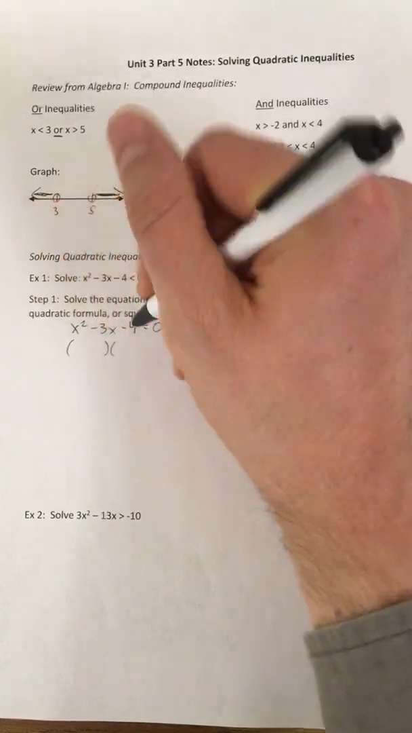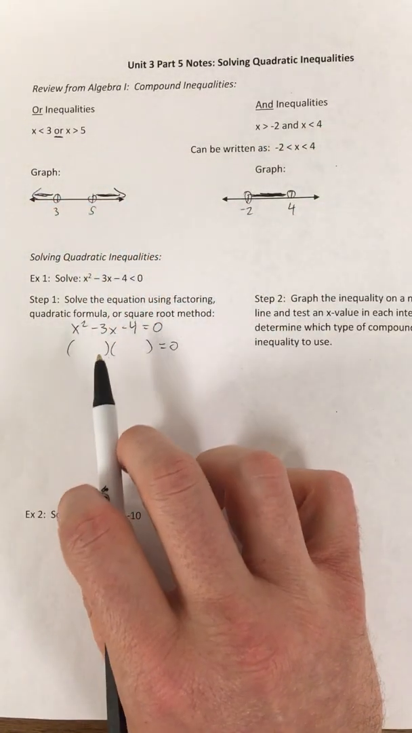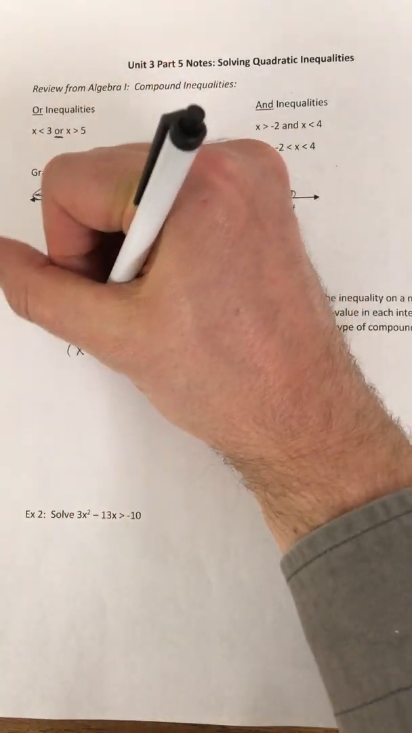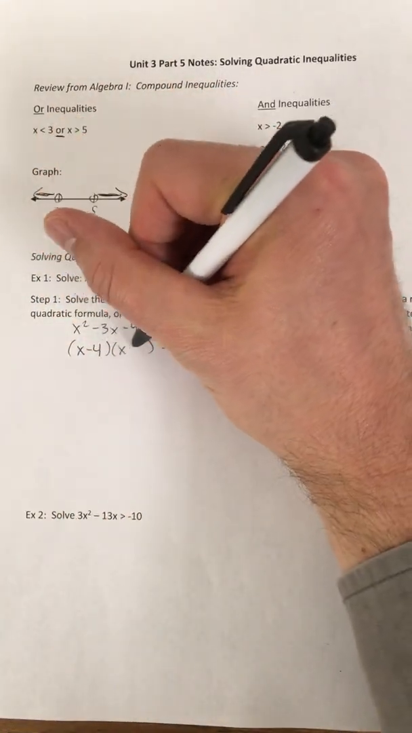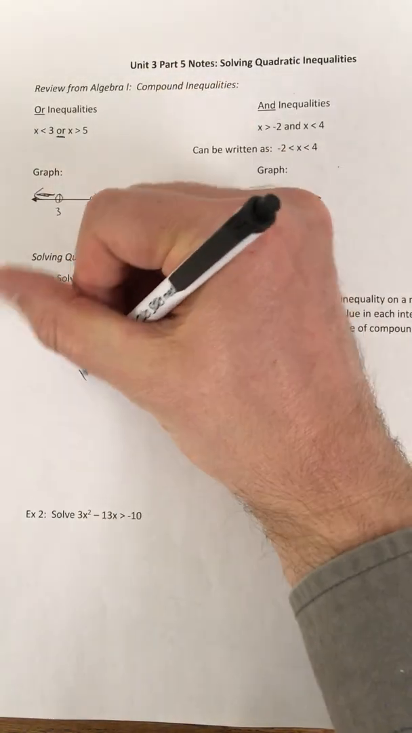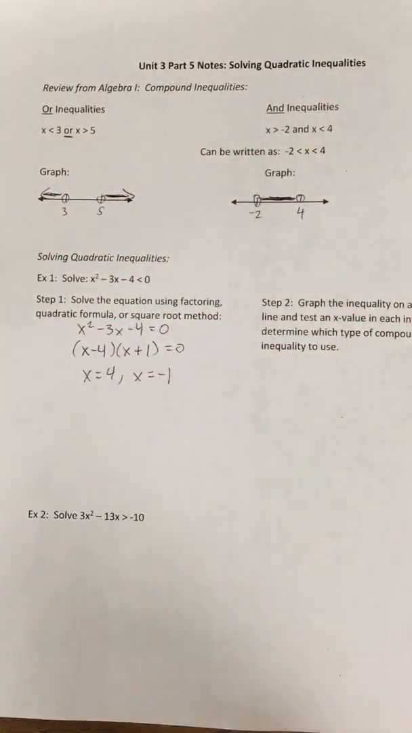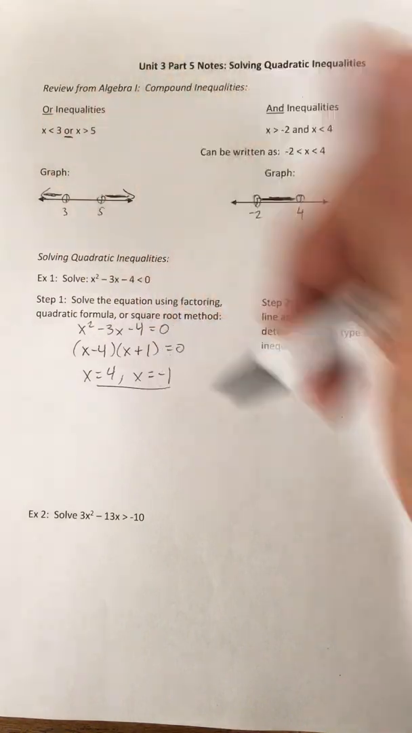What numbers multiply to give me negative 4 and add to give me negative 3? It's going to be negative 4, positive 1. X minus 4, x plus 1. That doesn't mean the answers are negative 4 and 1 though. That means the answers are x equals positive 4 and x equals negative 1. So there's the number part of my answer.